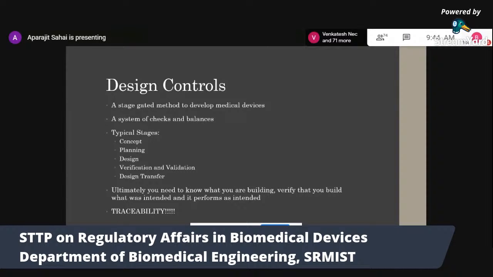So traceability is fundamental, and traceability is not only fundamental in product development, but in quality assurance. You need to know where a particular part came from.